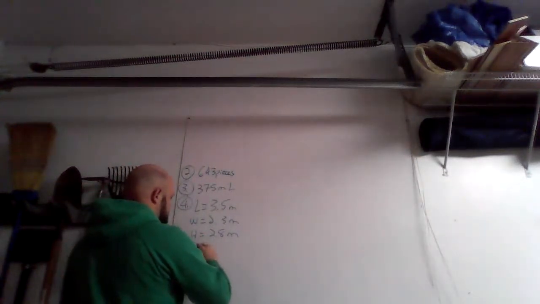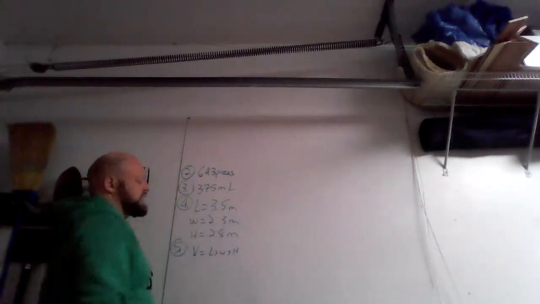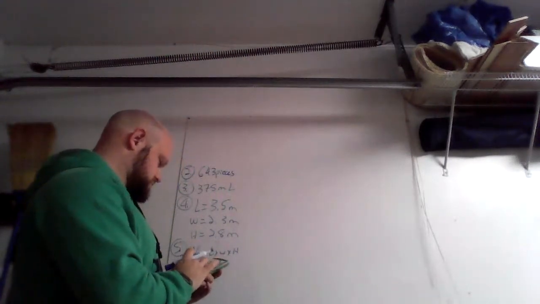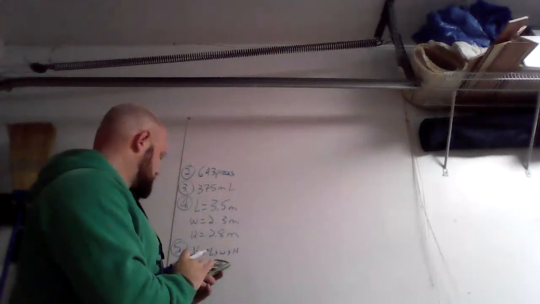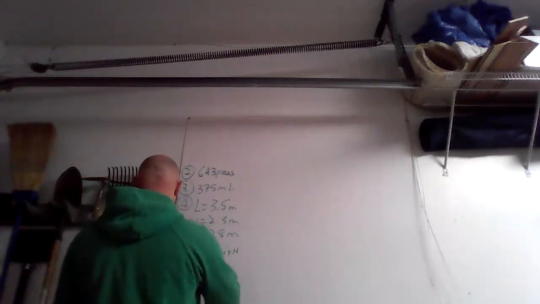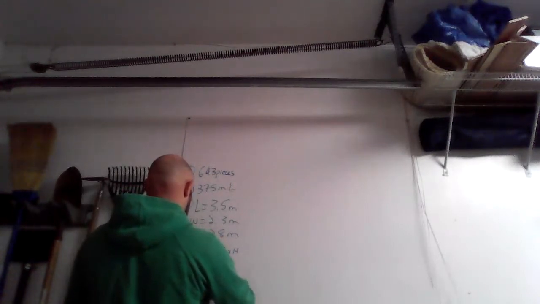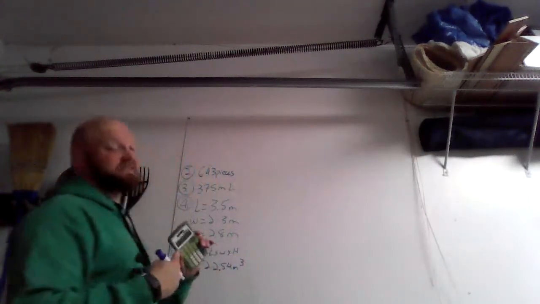Okay. Number 5, calculate the volume. So volume equals length times width times height. So I'm going to do 3.5 times 2.3 times 2.8. And it's going to give me meters cubed. Okay, so the volume of mine is 22.54 meters cubed. Sorry, I have this scientific notation from when I was practicing the liter problems. Okay, so that's number 5.